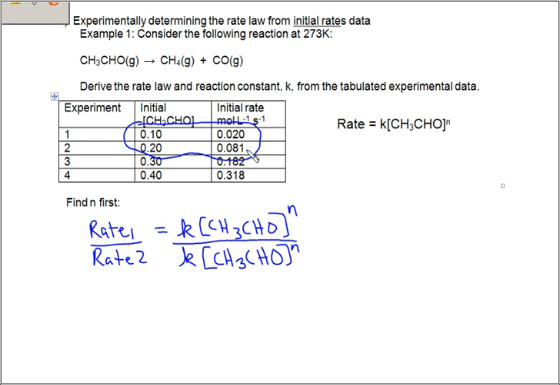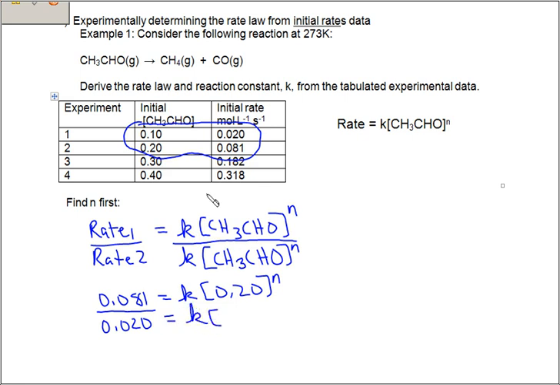And you always want to start with the larger rate on top. It makes it easier to see what's going on. So we're going to start with 0.081 equals K. And we're going to use the concentration that matches up here. So it's 0.20 to the N power. And then we're going to take this rate, and it's 0.020 equals K. And this time it's 0.10 raised to the N power.